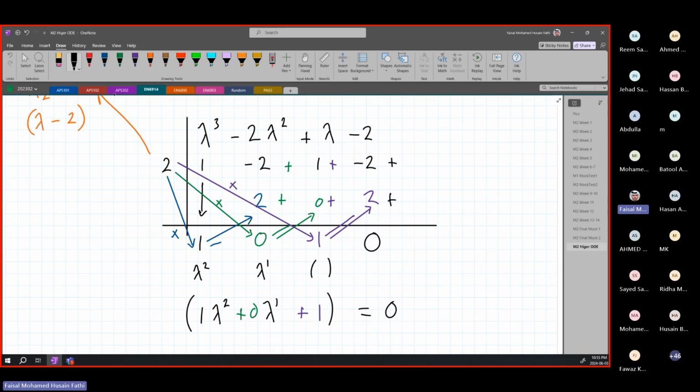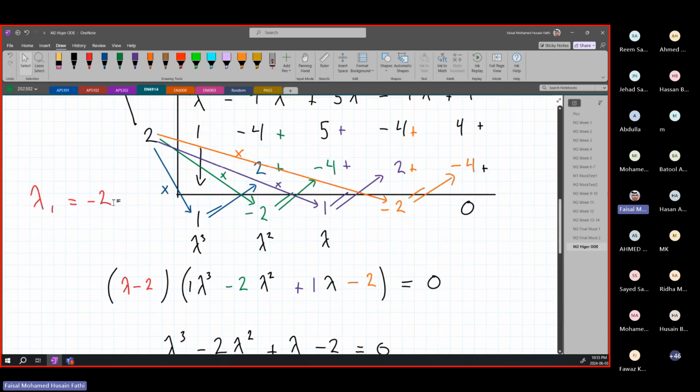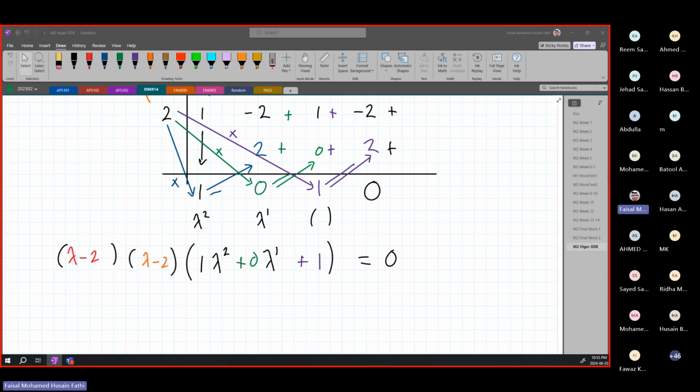equal 0. And this is going to be multiplied by the first one that we have found at the very beginning, which is lambda minus 2. And the second one that we have found, which is lambda minus 2 again. Or you could say lambda minus 2 squared. But if you keep it this way, it's fine, as long as you understand what you are doing. All right?